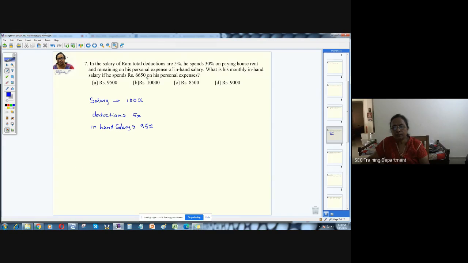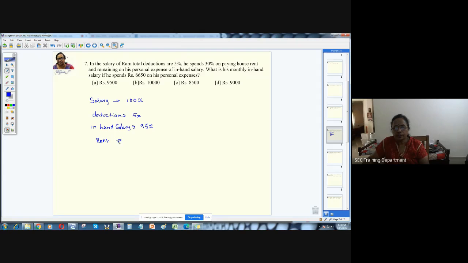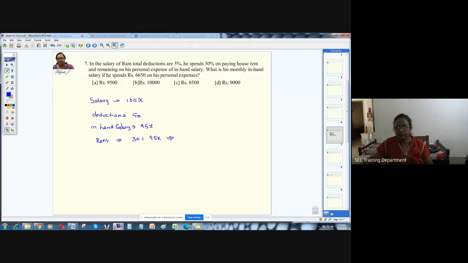He spends 30% of in-hand salary. That's what is mentioned here. So what is 30% of in-hand salary? Rent is 30% of 95x. It's not 100x. Can you tell me how much this is? 28.5. You can directly take 90 plus 5. 30% of 90 is 27, and then you consider 30% of 5, that's 1.5. So it's going to be 28.5x.